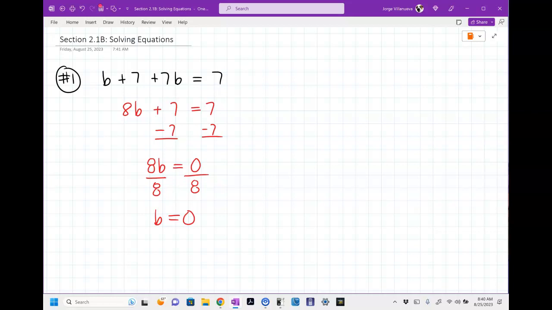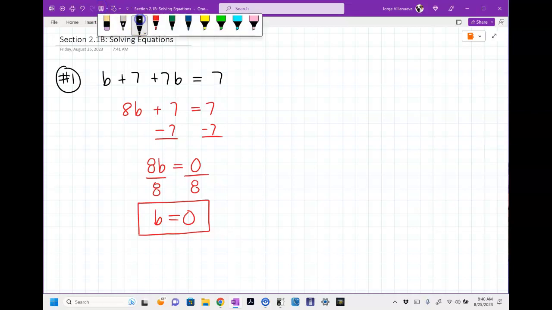I can see it right here. Number 2 looks very similar to it. Just that instead of the two variables being on the left side, they have both of them on the right side. But same idea. No big deal. Okay? So there's going to be a problem that's going to look like that.